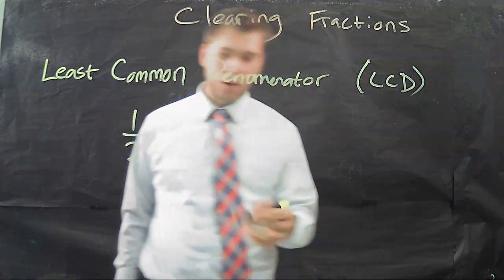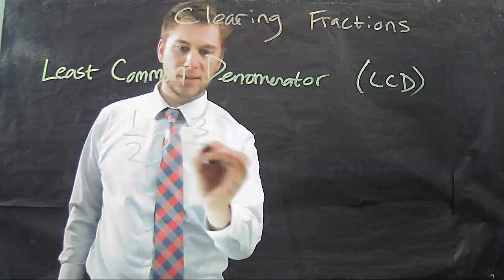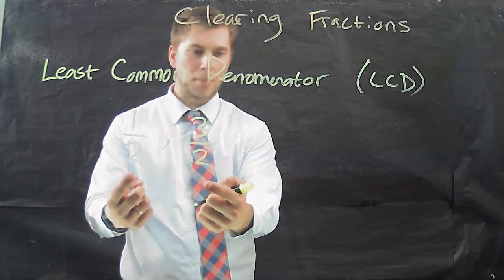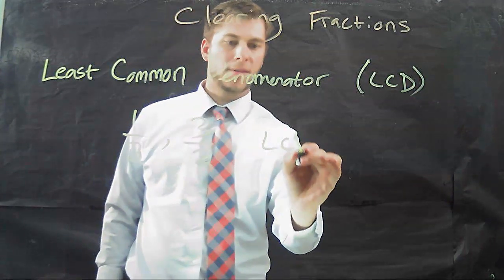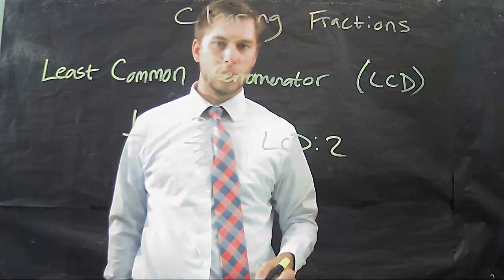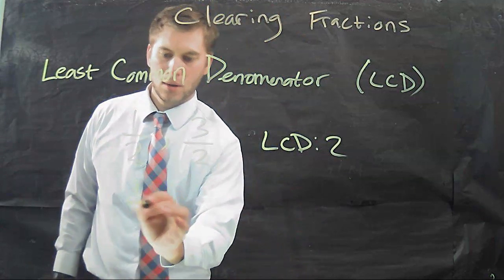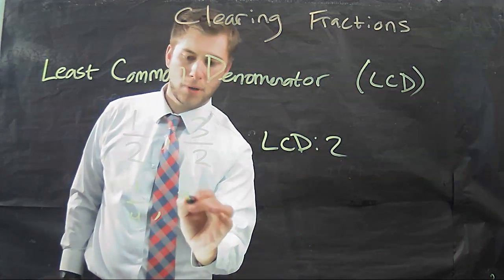All right, and if I was talking about like 1/2 and 3/2, let's say, what is the least common denominator? Well, the denominator is the exact same. So the least common denominator, the LCD, is just 2 in this example right here. But let's look at a slightly more challenging example. What if I had like 1/4 and 3/8?